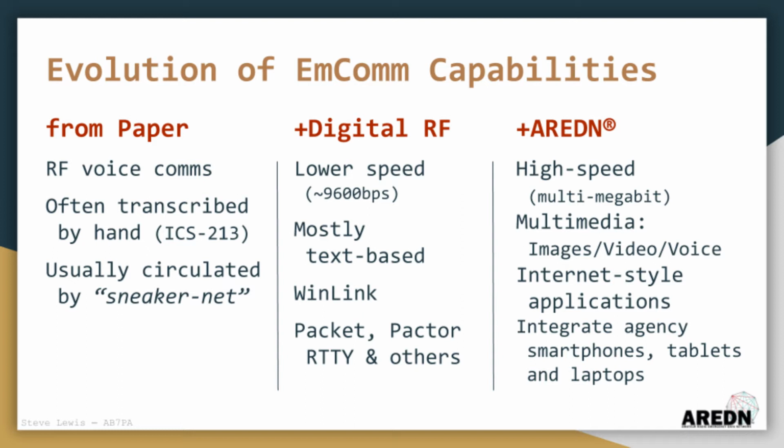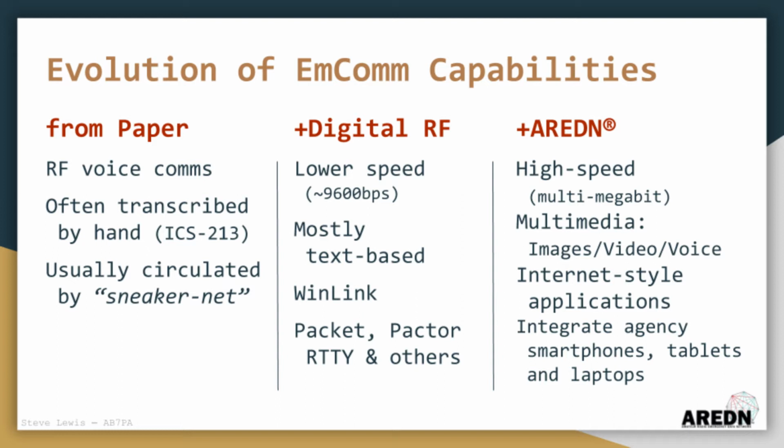In recent years, digital RF communication was included in the EmComm toolkit, with the addition of things like packet radio and WinLink. These modes moved emergency message passing into the digital realm, and this minimized or eliminated some of the sources of error in the communication chain. Digital RF communication was mainly text-based and is relatively slow but very reliable.